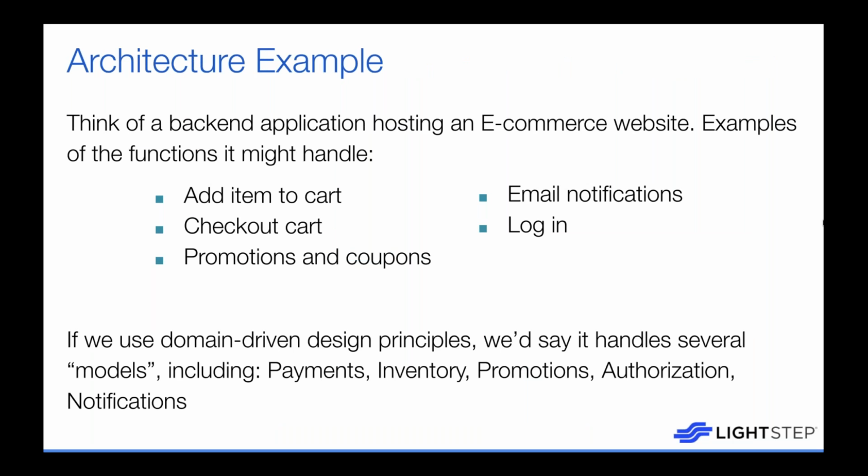So first, I'd love to walk through an architecture example just to show everyone both what a monolithic architecture could look like and what the move to microservices could look like. And this definitely varies a lot because, like I said, there isn't a solid definition of either. They're really just architecture patterns. So in this example, we can think of a backend application hosting an e-commerce website. Here's some of the features that this might handle, right? So add item to cart, checkout cart, promotions and coupons, email notifications, log in and log out. These are all typical features that we might see in an e-commerce website, for example.